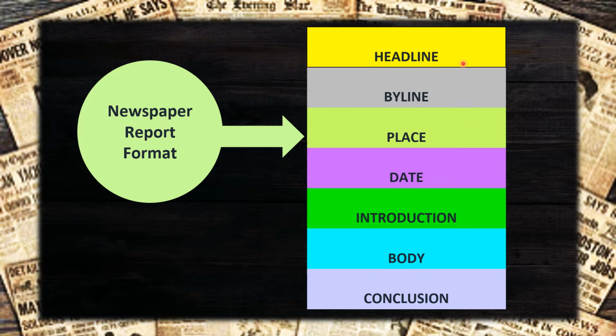First is the headline. The headline should be followed by a byline. The byline should be followed by the place and date, which has a specific format that I'll teach you later. And then the actual report has 3 parts. You have introduction, body, and conclusion.